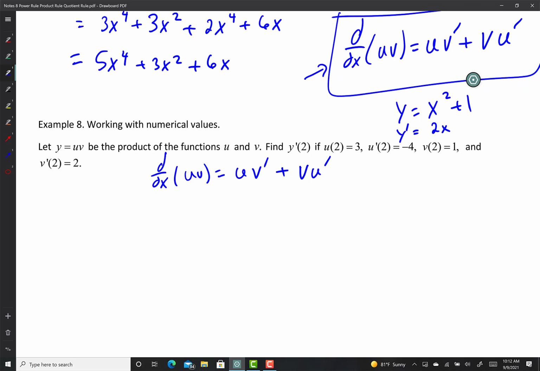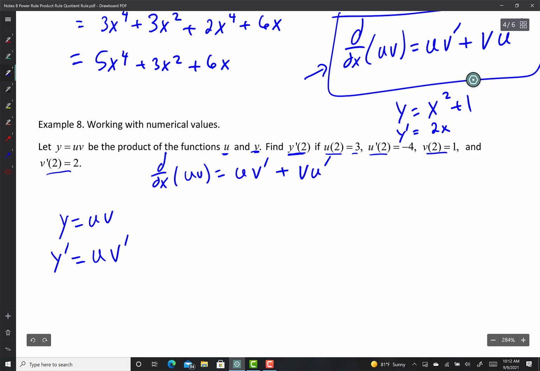Let y equals uv be the product of the functions u and v. Find y prime of 2 if u of 2 equals 3, u prime of 2 and so on. Okay, so they're telling us all these values. All right, here we go. y equals u times v. So y prime equals first times derivative of the second plus second times derivative of the first. I haven't done anything. I've just reiterated the rule again. I've written the rule now 3 times in a row.